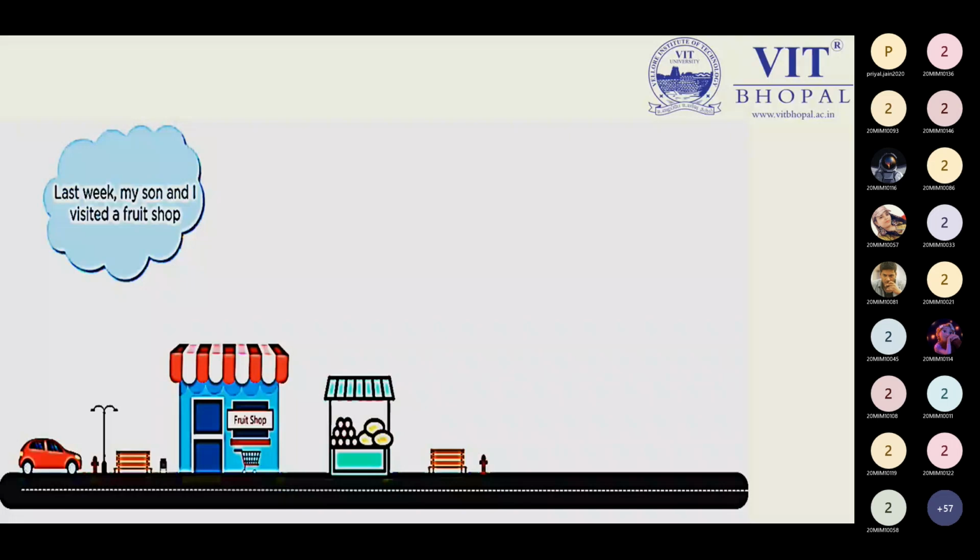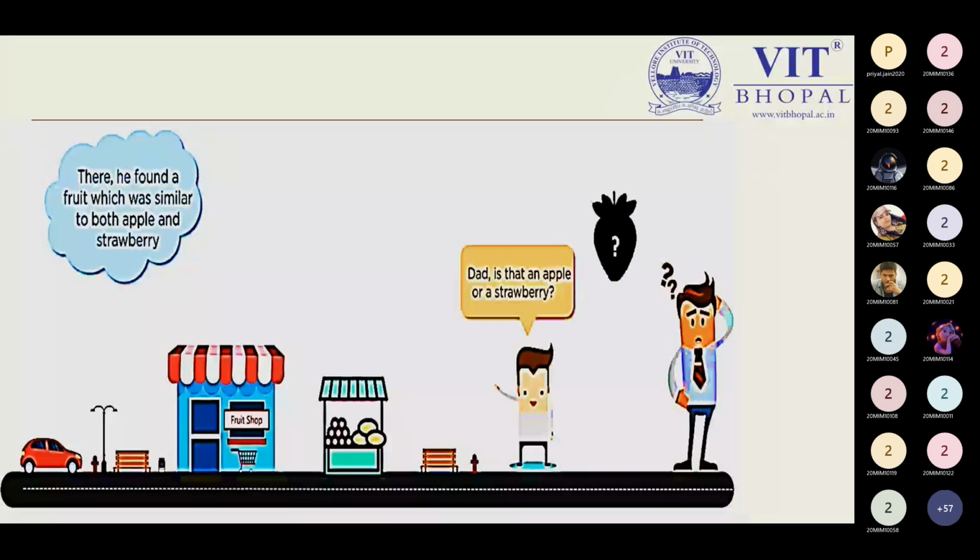Last week, my son and I visited a fruit shop. When we visited this shop, my son asked me, is that an apple or a strawberry? He found a fruit shop in which similar types of fruits were available. The apple and strawberry look the same. We had a good-sized strawberry and a good-sized apple, so he was not able to recognize them properly. Definitely he asked me, father, is it an apple or a strawberry?